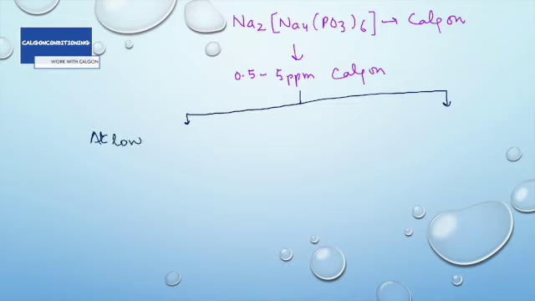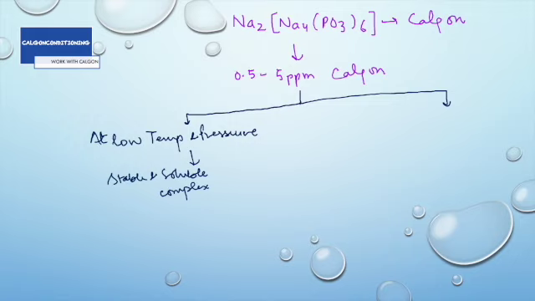At low temperature and pressure, that means we are talking about low temperature and pressure boilers. What happens in that case? When we add Calgon to the water, it forms quite a stable and soluble complex, as we discussed, with the calcium salt. So a stable and soluble complex is formed in the case of low pressure boilers.